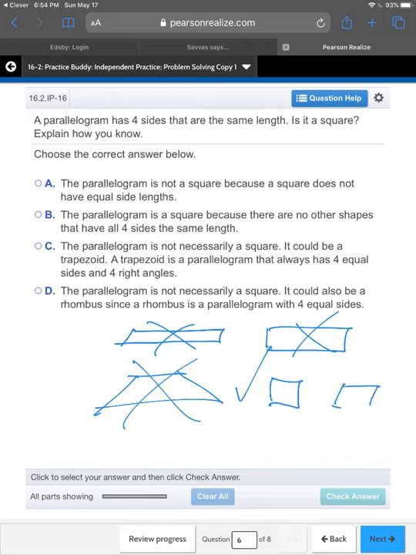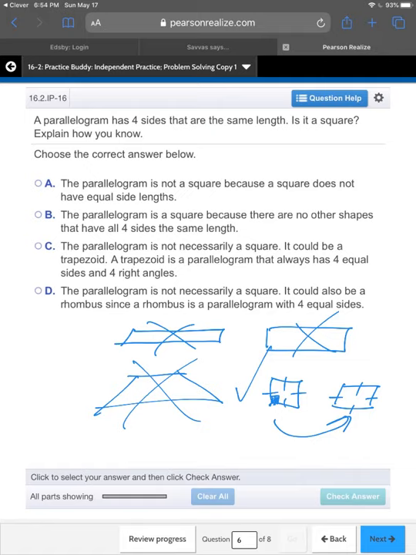And what about a parallelogram? Does a parallelogram have all equal sides? Remember, the only difference between a square and a parallelogram is that a parallelogram doesn't have the 90-degree angles. A square does. Remember the 90-degree angles, those little boxes in the corner? Well, a rhombus doesn't have that, but a rhombus does have equal sides like a square. So a parallelogram has 4 sides that are the same length. Is it a square? It could be a square, but what else is it? Okay, so let's find that. We know it's a square, but we also think it can be a rhombus.